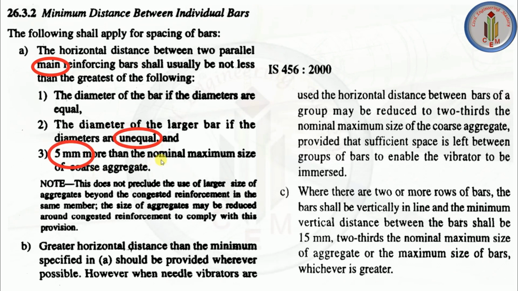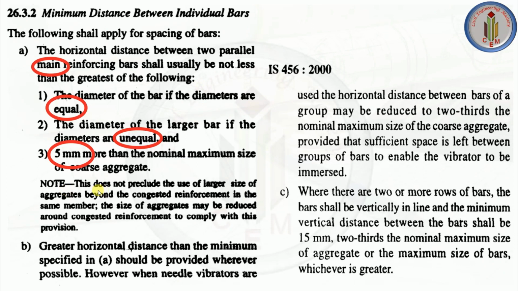Third, 5 mm more than the nominal maximum size of coarse aggregate. So you have to understand: the diameter of the bar if the diameters are equal, diameter of the larger bar if the diameters are unequal, and 5 mm more than the nominal maximum size of coarse aggregate. Usually we consider 20 mm size of the coarse aggregate. If the size of the coarse aggregate is 20 mm, then in addition to that we need to add 5 mm, so we'll get 25 mm. Among these three, whichever is greater, we have to use that one. So the spacing shall not be less than the greatest of the following.